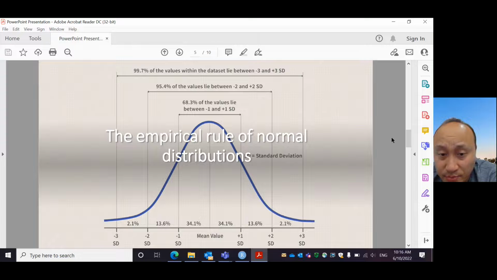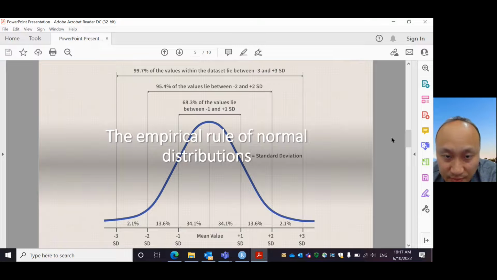And if you want to know a more detailed connection between the z-score and the probability, for example, what's the probability of observing a value being 0.7 standard deviations around the mean? Then you have to refer to a normal distribution table or use a computer. For example, the probability function of the normal distribution in RStudio to work out the answer.